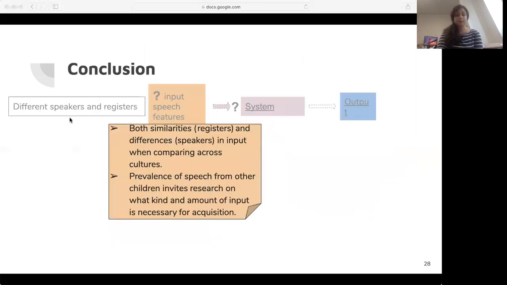We may then conclude that we found both similarities, the registers, and differences, the speakers, in input when we compared across cultures. The prevalence of speech from other children invites research on what kind and what amount of input is necessary for acquisition.